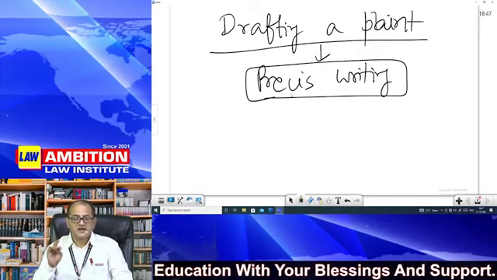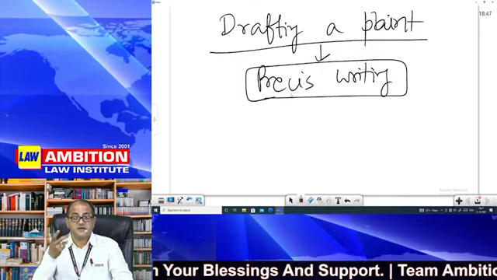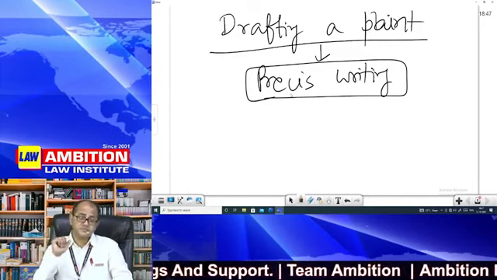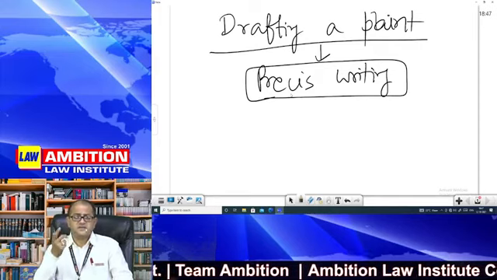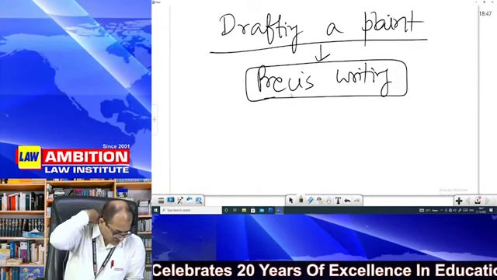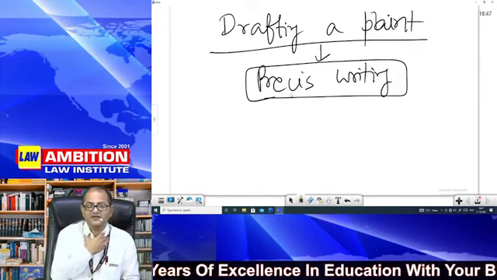Third, I said grammar and usage should be taken care of because you will not be able to make an impact on the mind of judges from whom you are seeking the relief. You cannot communicate your idea. Now, what kind of impression will they have about your intelligence if you do not write proper English, proper grammar, proper usage? So that has to be taken care of. It should be simple and straight.